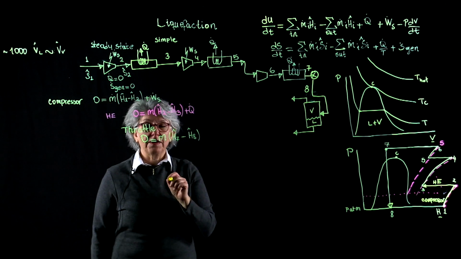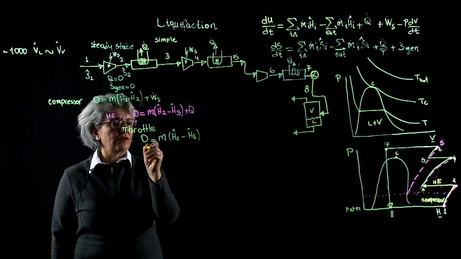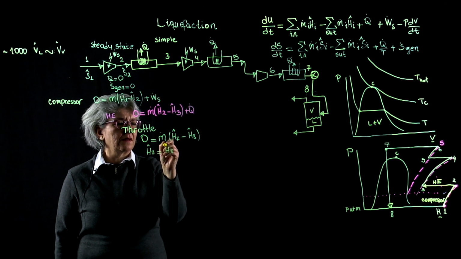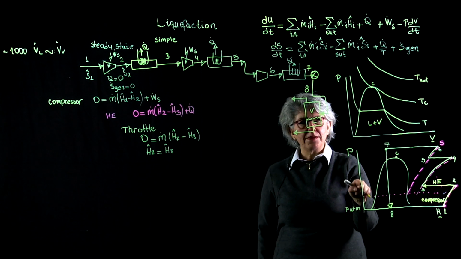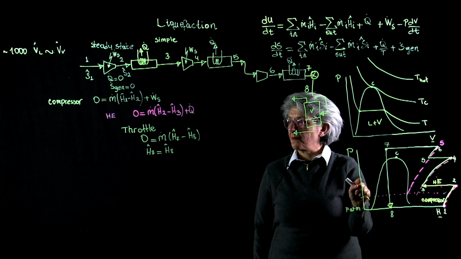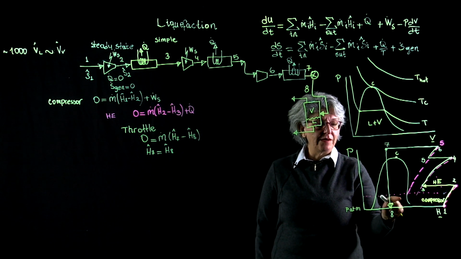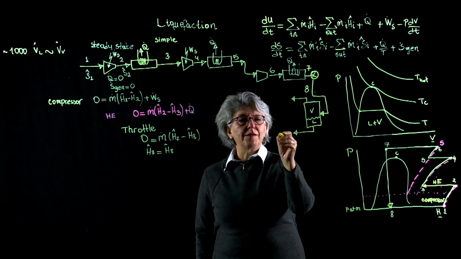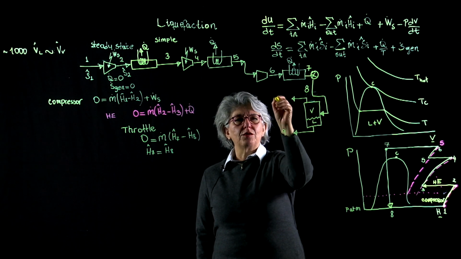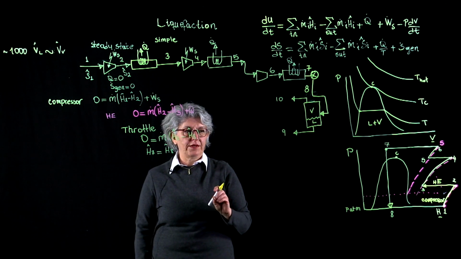So the throttle process is constant enthalpy. From here, we immediately deduce that H7 and H8 are equal. Hence, we have a vertical line going down in our pH diagram. And now we have a liquid and vapor mixture. We have to separate. Let me call this stream 9. Let me call this stream 10. And this is the simple liquefaction process.